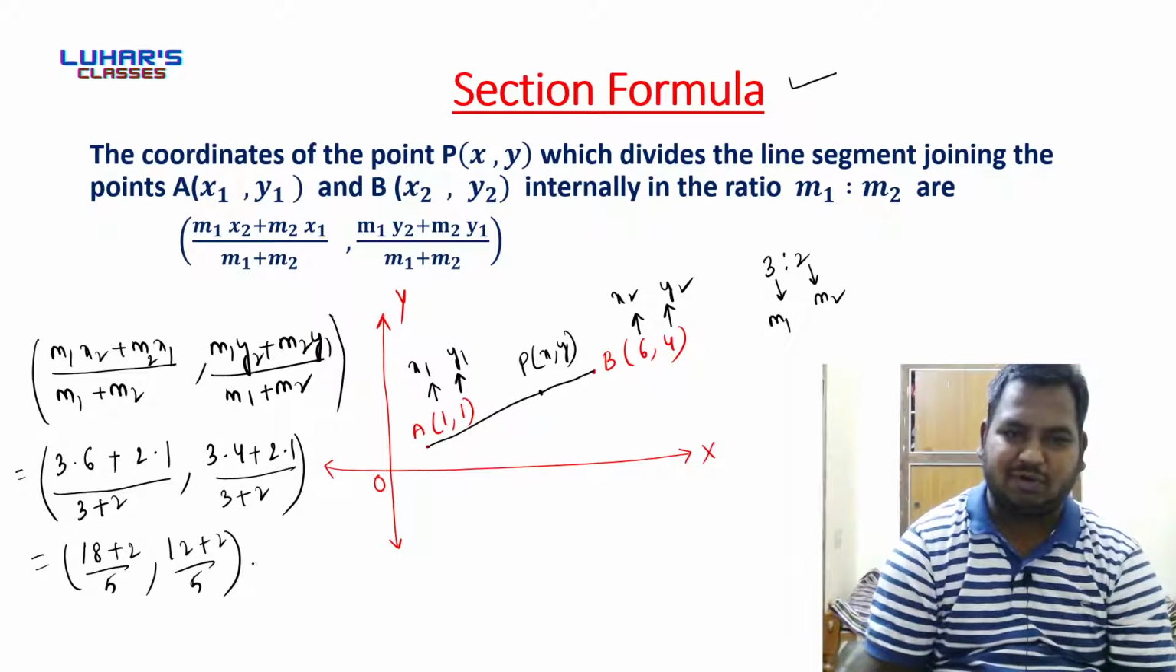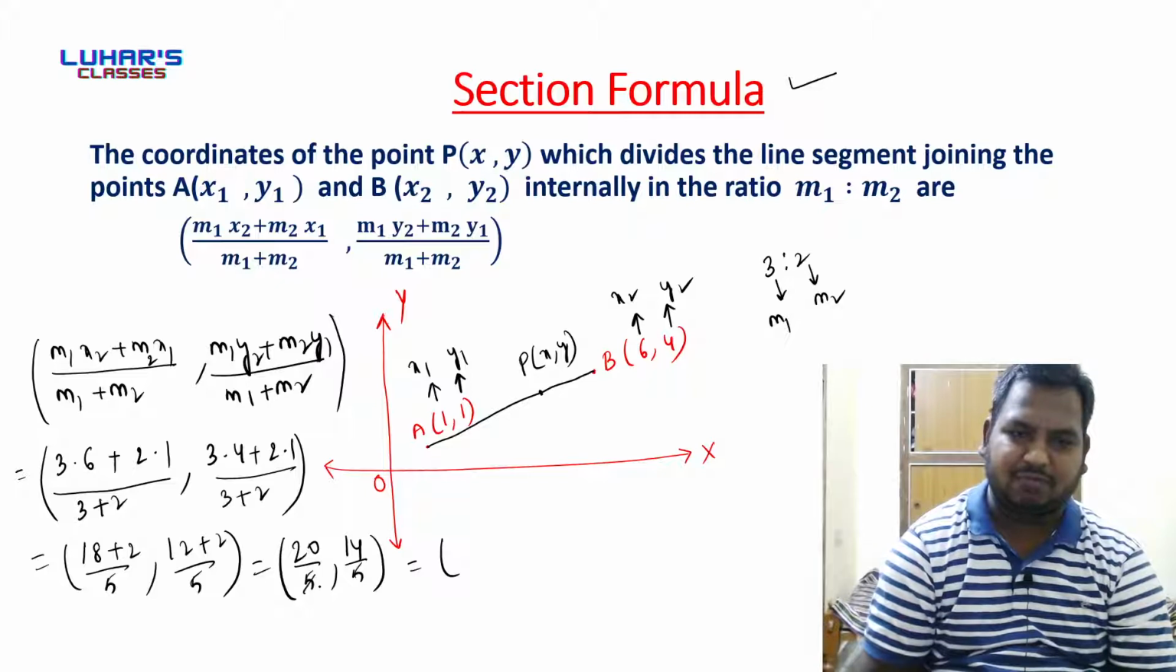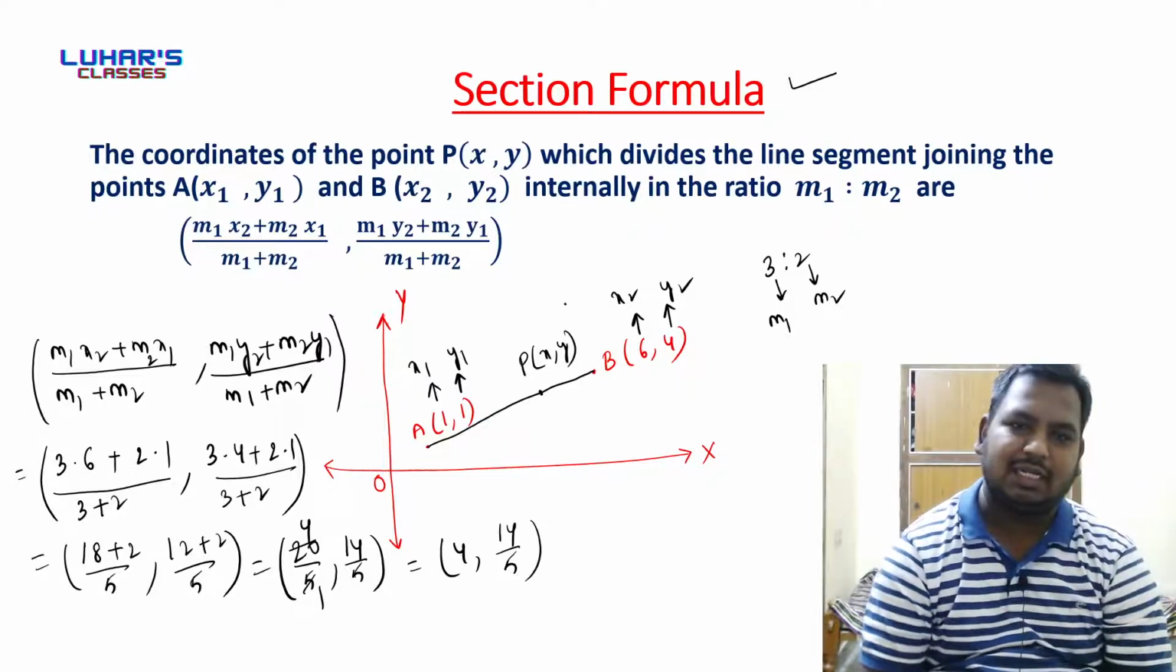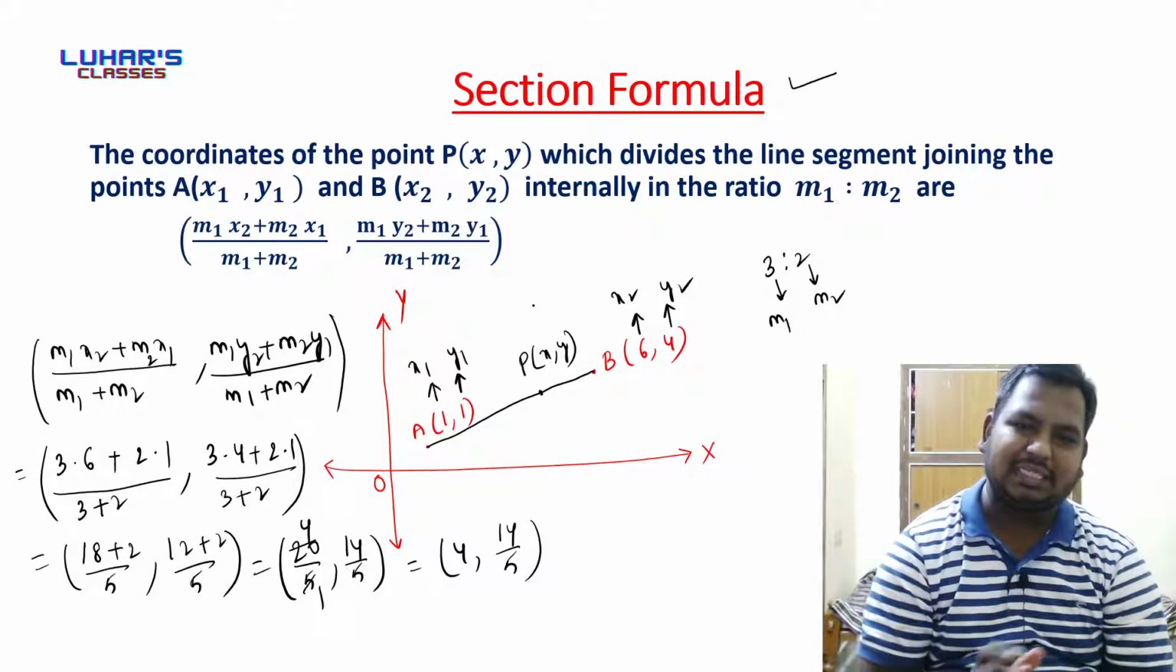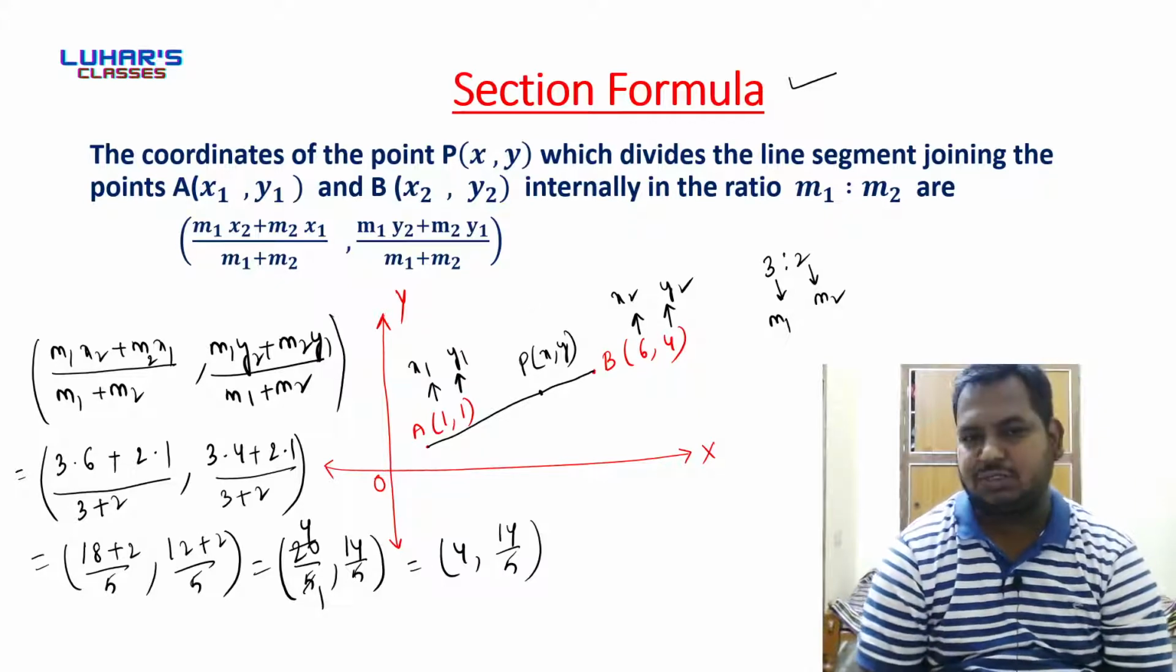So finally what are you going to get? We are going to get 20 by 5 comma 14 by 5, which is equal to, 5 ones are 5, 5 fours are 20, 4 comma 14 by 5. So here the point 4 comma 14 by 5 will be dividing the line segment AB in the ratio 3:2.